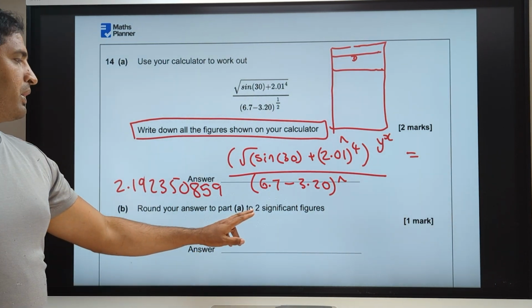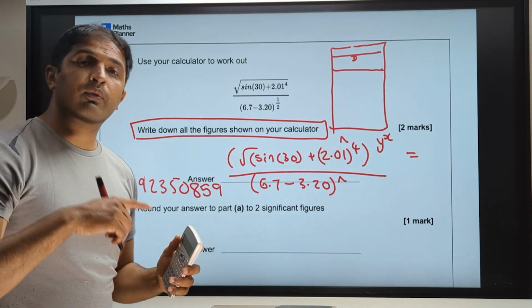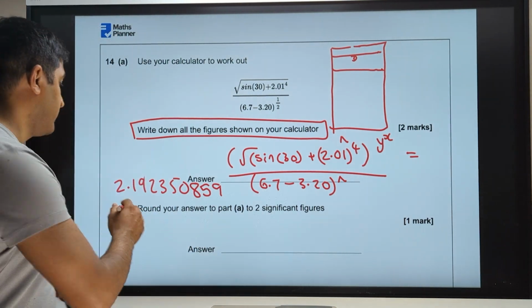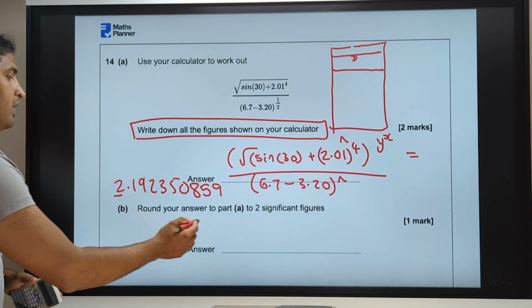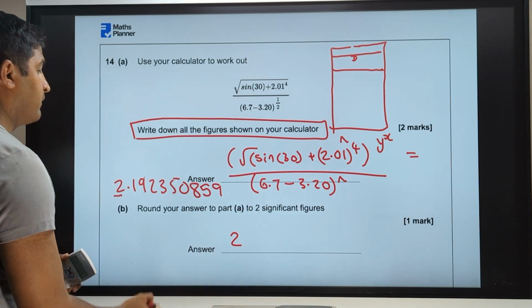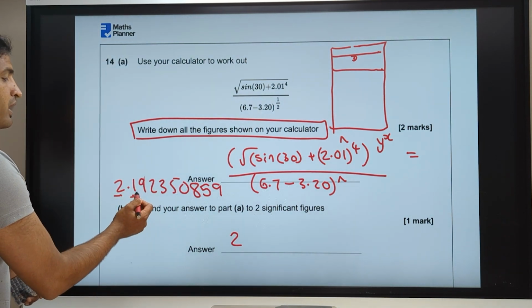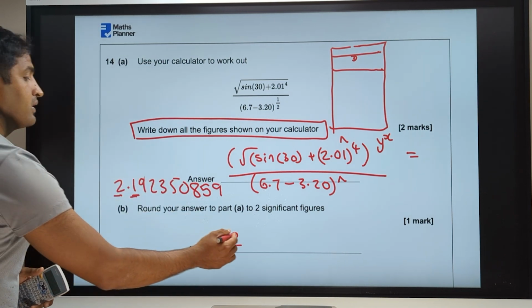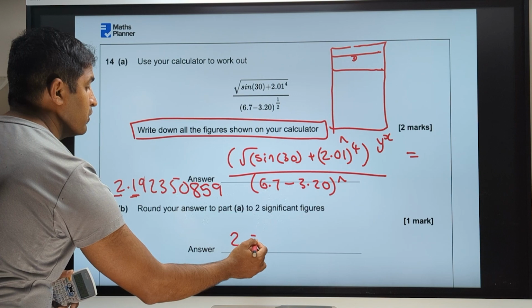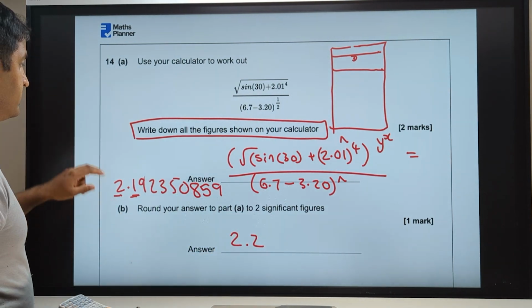Round your answer to two significant figures. Two significant figures means you start counting from the first digit that has a value. The first digit that has a value is 2, that's your first significant figure, and that 1 is your second significant figure. Look at the digit after that, which is 9, so you round it up: it's going to be closer to 2.2 rather than 2.1. So that's the two significant figures.